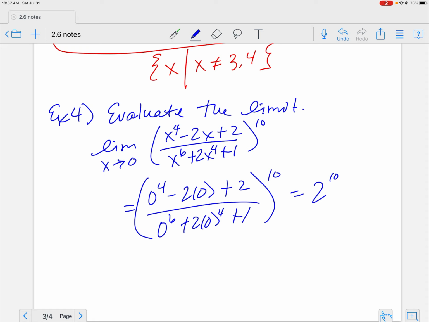All right? When you have an issue when you plug it in, that's when you do extra work. You either factor or reduce. We'll learn something called L'Hopital in chapter 4. But there are other ways to solve a limit, but the very first go-to method is always plug it in.